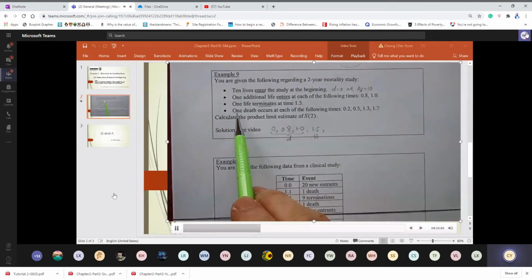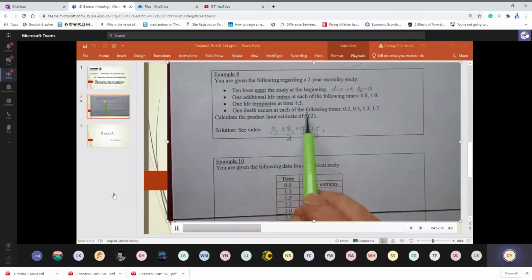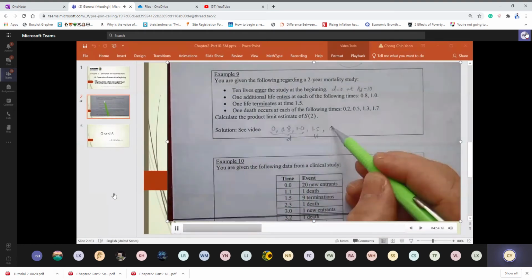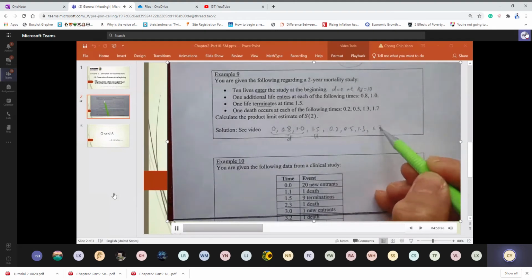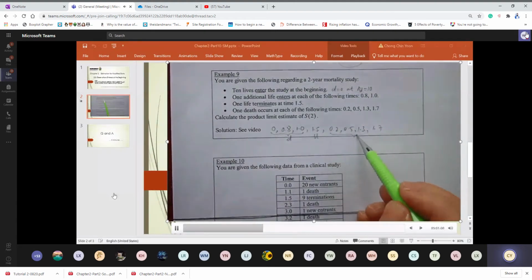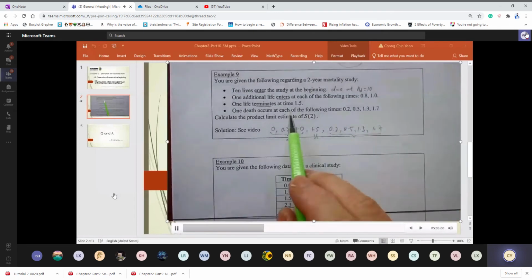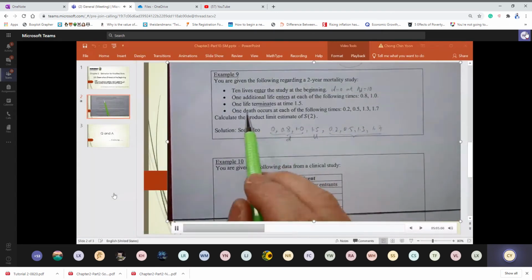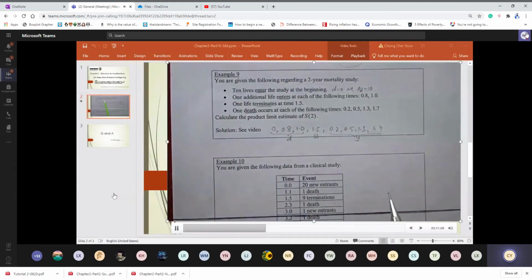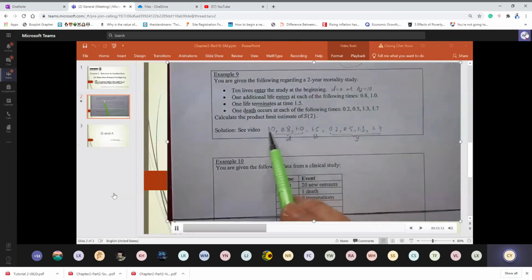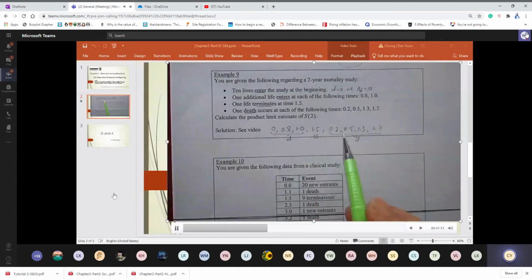So we move to the next. One death occurs at each of the following times: 0.2, 0.5, 1.3, 1.7. These 4 data are referred to as the uncensored values because of death. So this you can name as the y values. From this raw data, you need to rearrange it in ascending form.